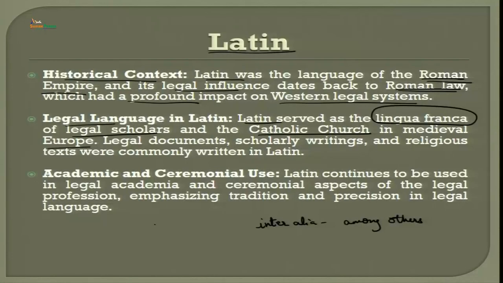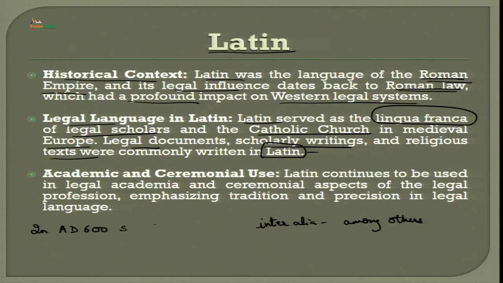So this is what the lingua franca of legal scholars was, and even in the Catholic Church it prevailed. Yes, legal documents, scholarly writings and religious texts were commonly written in Latin. Although later on people started translating those things. And what happened in AD 600?